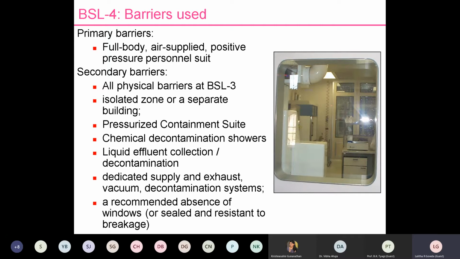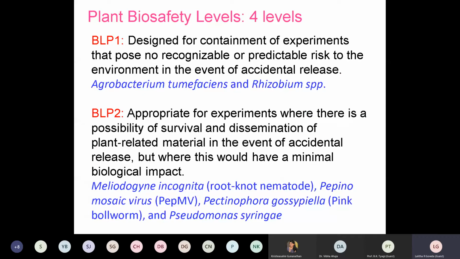As explained by Vibha, in the plant biosafety levels also, we have 4 levels. And here the containment levels are generally for the greenhouse. We call these the biosafety levels. The initial levels, when you are making the plasmid transformation, are carried out in the laboratory. So biosafety level 1 is generally if you're working with harmless microorganisms such as Agrobacterium tumefaciens. In biosafety level 2, experiments are conducted for the possibility of survival and dissemination of the plant-related material.